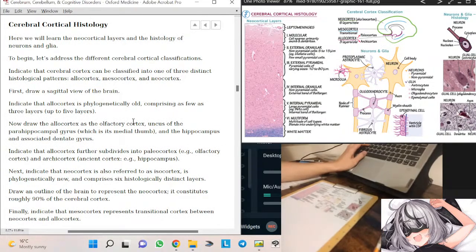Cerebral cortical histology. Here we will learn the neocortical layers and the histology of neurons and glia. To begin, let's address the different cerebral cortical classifications. Indicate that cerebral cortex can be classified into one of three distinct histological patterns: allocortex, mesocortex, and neocortex. First, draw a sagittal view of the brain.